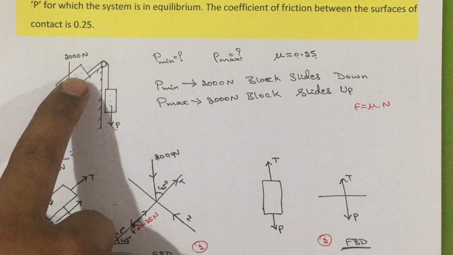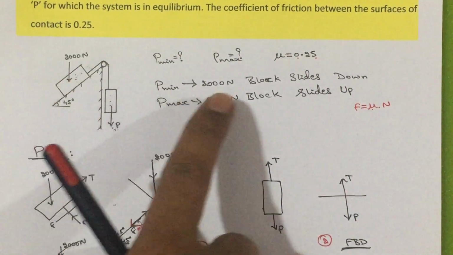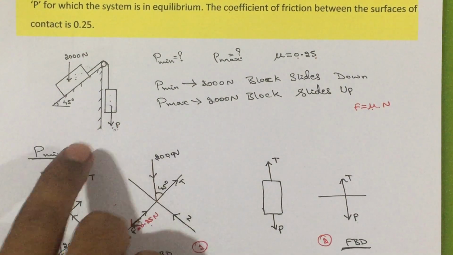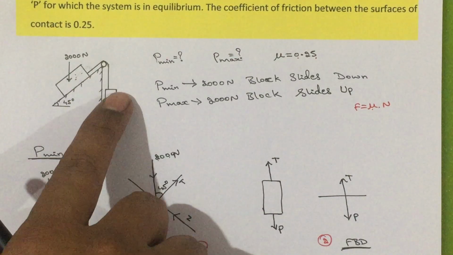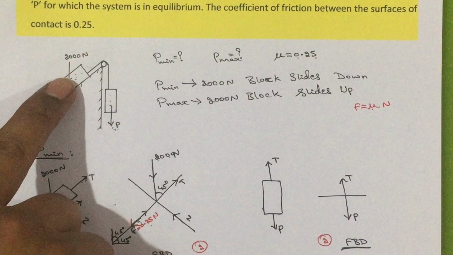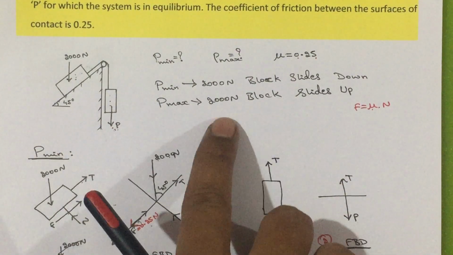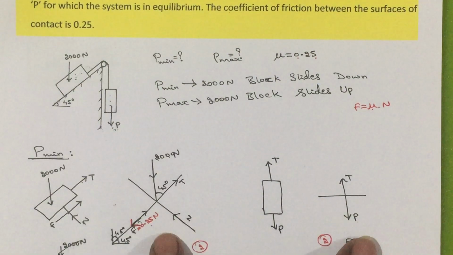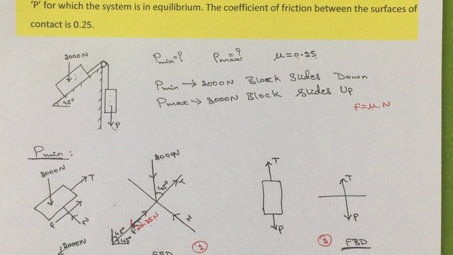So this 2000 Newton block is going to slide down. Okay. When the P will be maximum, what will happen? If P is maximum, then this block will come downward. Then the attached 2000 Newton block is going to slide upwards. So in both cases we have taken the free body diagram, we have written it, and we calculated sigma H is equal to 0 and sigma V is equal to 0, so that we will get the answers as usual. That's all for this problem. Thank you.